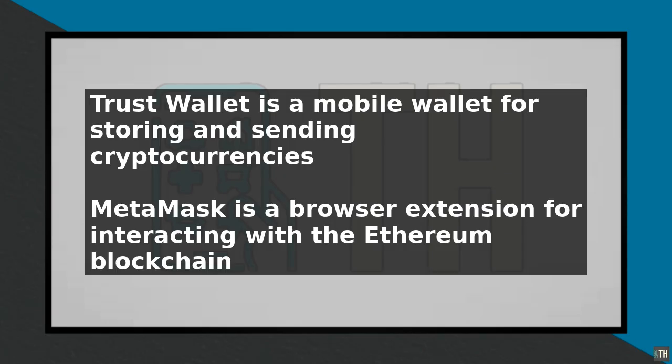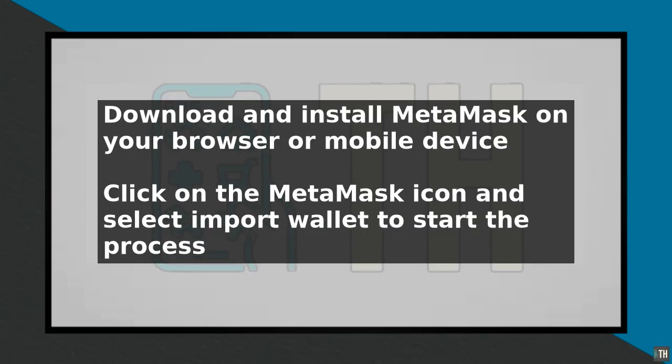The first step is to download and install Metamask on your browser or mobile device. Once installed, click on the Metamask icon and select Import Wallet. You will be given the option to import using a seed phrase, private key, or JSON file. To import your Trust Wallet, you will need to use the seed phrase.